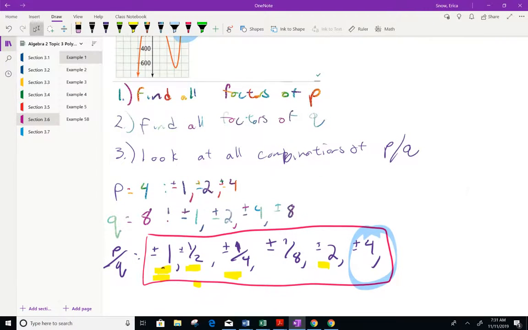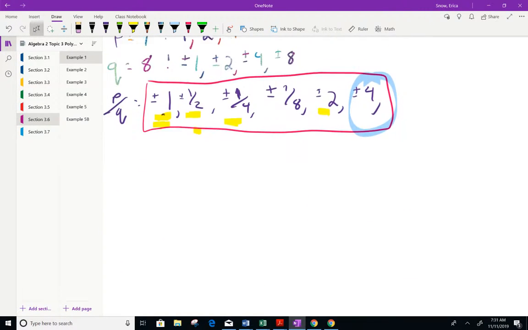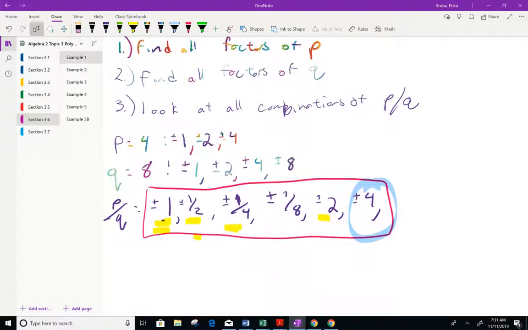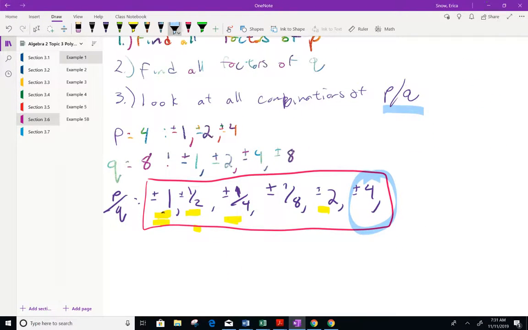And that's pretty much how you do this. So you have to list out all of your combinations of P over Q.